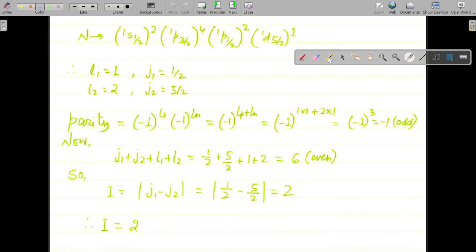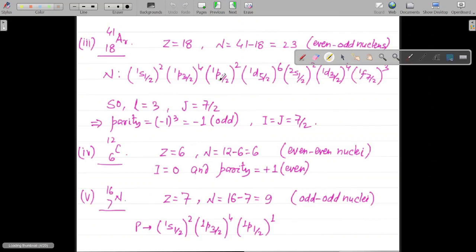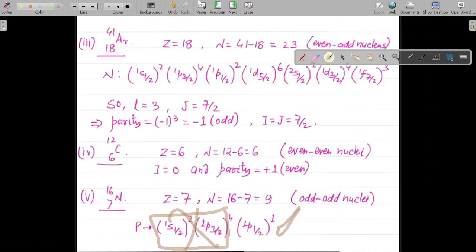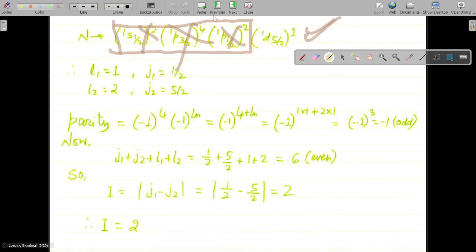Now up to here you can see clearly, from here till here, all of these subshells have an even number of nucleons, and from here till here all of the subshells have an even number of nucleons. So their contribution will be 0, and their contribution will also be equal to 0. So just look at this particular subshell, the last one, and this particular subshell. Now for an odd nucleus, how do we find the ground state spin and parity?